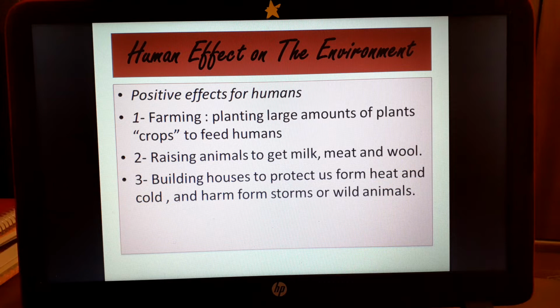Another thing is we raise animals to get their milk, meat, and wool, so we don't have to go and hunt them out of the environment. We simply put them in one place, have large numbers of them. Some we eat and some we keep, which is good because we don't have to hunt the rest of the animals and kill all of them.